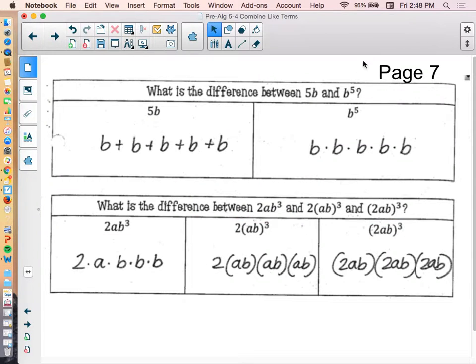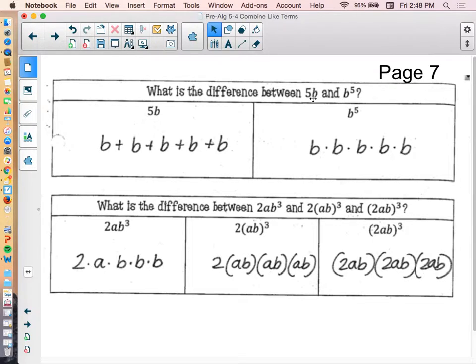Please open to page 7 in your packet and you'll fill in some notes. We did some other notes in class, so this will fill in the rest. On page 7, it says, what is the difference between 5b and b to the 5th?